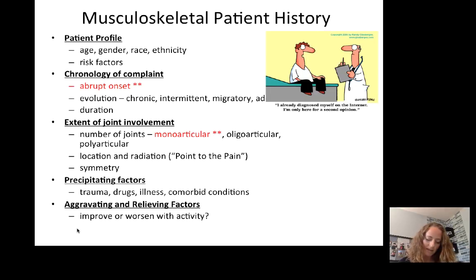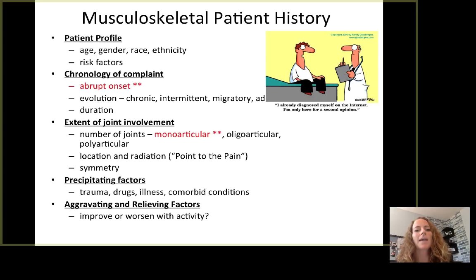There are also many conditions that affect women more than men, and vice versa. So taking into account the patient's age and the gender can really help to narrow down some of the possibilities for particular joint conditions. There are also genetic factors, so race and ethnicity and other risk factors can be accounted for if you're having difficulty with the diagnosis. You want to think about the chronology of the complaint. If it's an abrupt onset, it may signal one of the more red flag conditions.